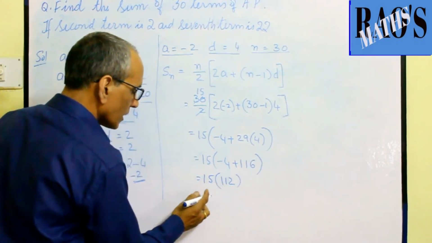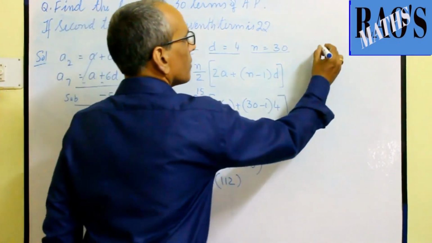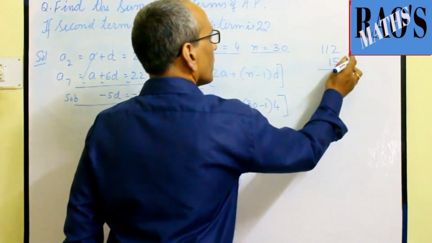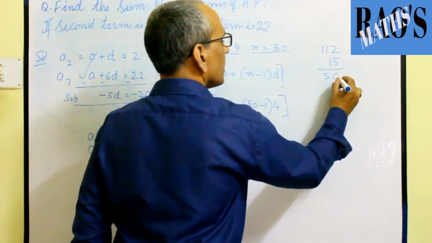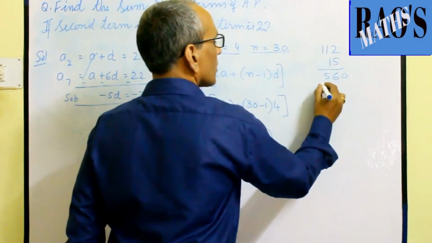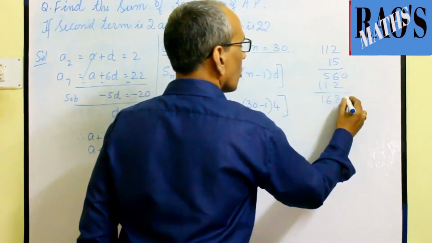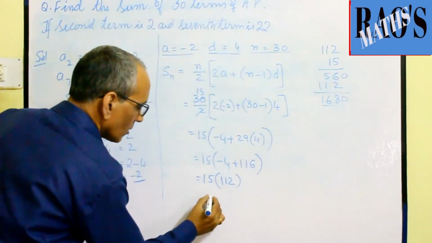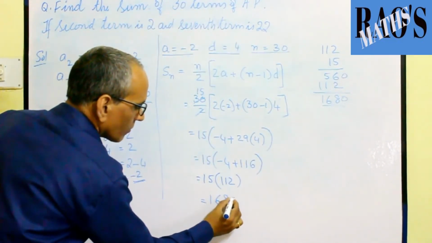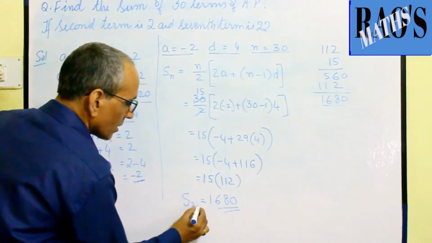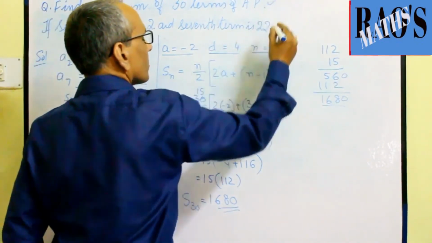So 112 into 15. 5 into 112 is 560. 1 into 112 is 112. So 1680 is the product. So 1680 is the sum of 30 terms of the AP.